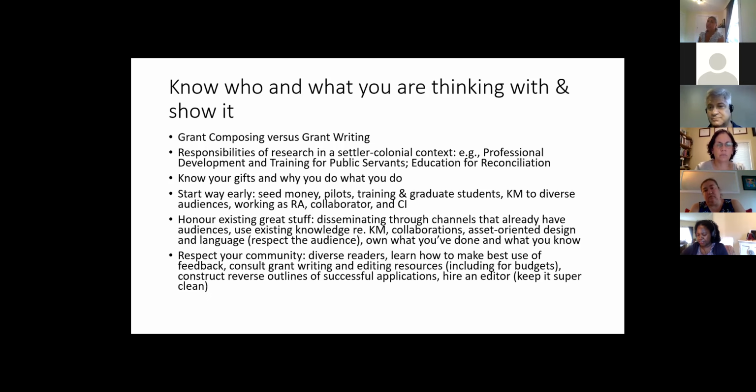I also say that when we're trying to recognize what we're thinking with, respecting the community. Okay, so what does that mean? Well, first it means that you're going to have diverse readers. So your adjudicators are going to be coming from a whole bunch of different areas. Not everybody is going to be coming from your area, okay? And so you want to be respectful to the diversity of readers who are going to be looking at this application.